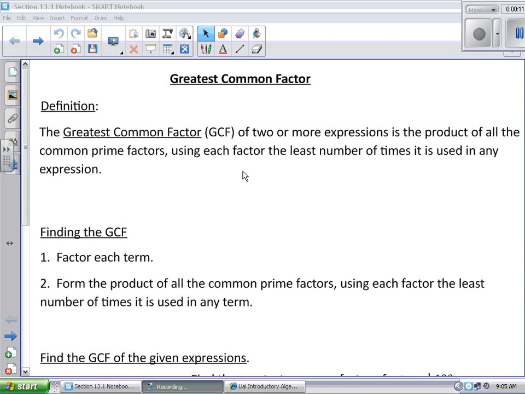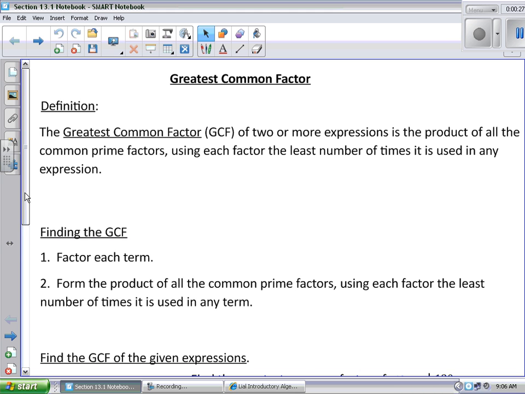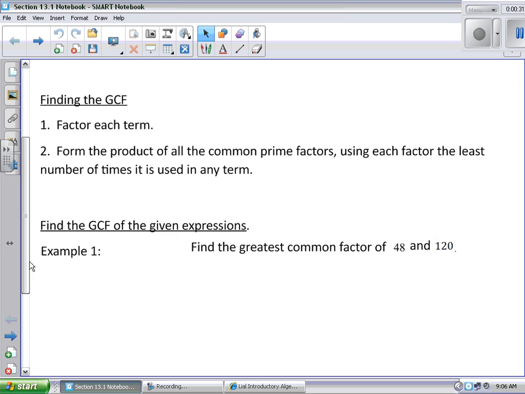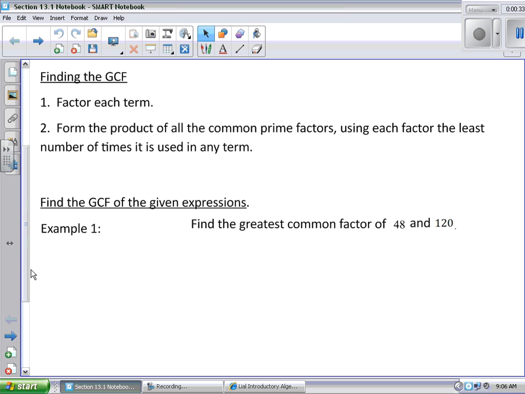For the definition, the greatest common factor, or GCF, of two or more expressions is the product of all the common prime factors, using each factor the least number of times it is used in any expression. So finding the greatest common factor: first, factor each term, then form the product of all the common prime factors, using each factor the least number of times it is used in any terms.